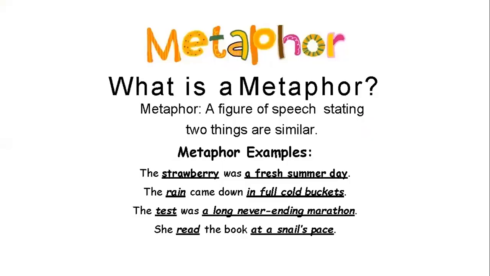Next one that we're constantly going to see in this poem is metaphor. Metaphor is basically a figure of speech which states that two things are similar. The strawberry was a fresh summer day. The rain came down in full cold buckets. The test was a long, never ending marathon. She read the book at the snail's pace.